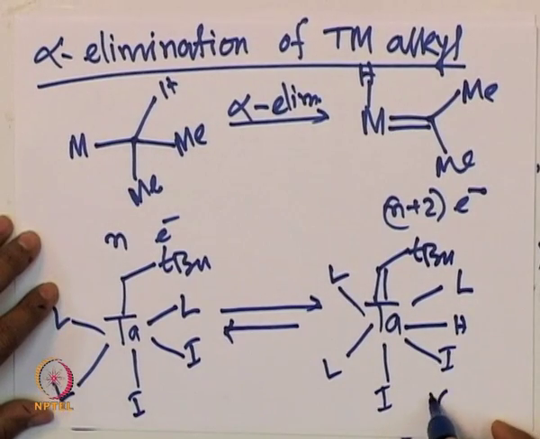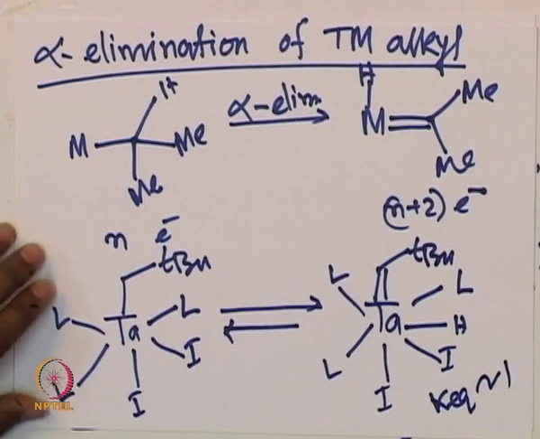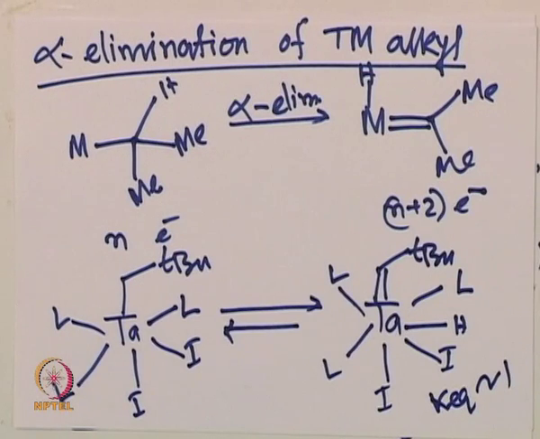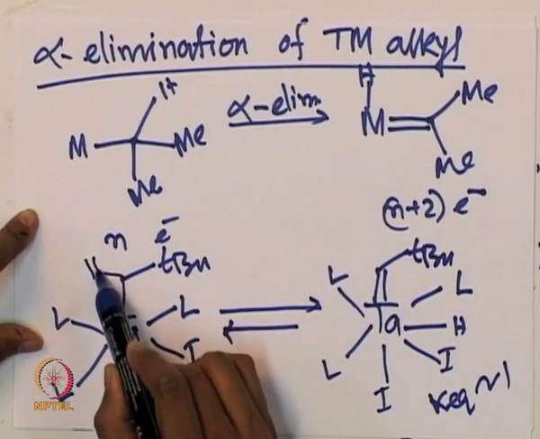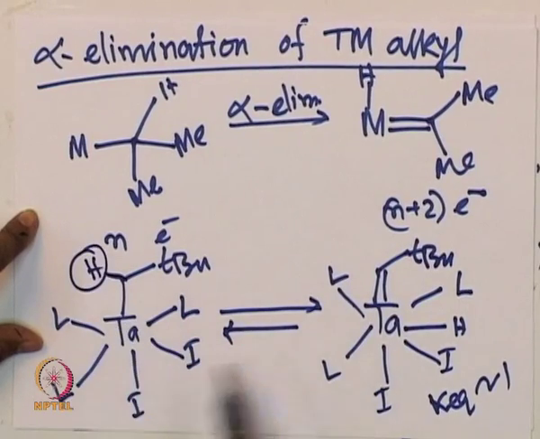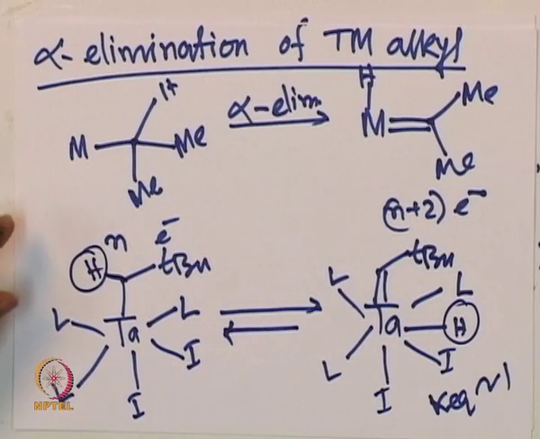In this particular case, K equilibrium is nearly 1. So, this is again one of the very beautiful examples that demonstrate that alpha position. This is the alpha position, this H is now migrated over there. This is alpha elimination of transition metal complex.